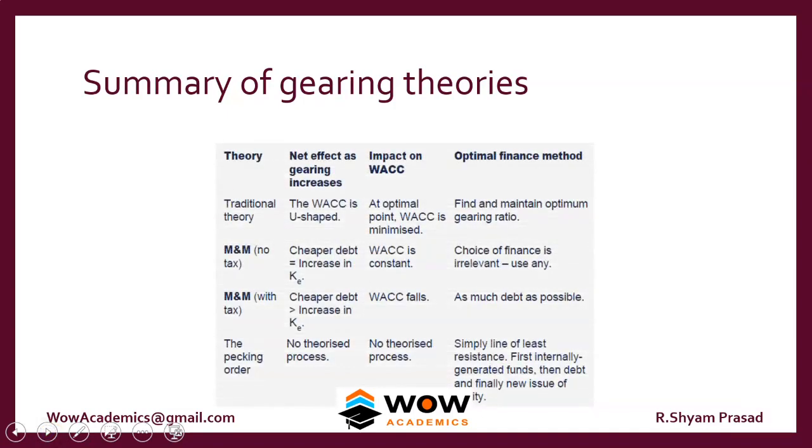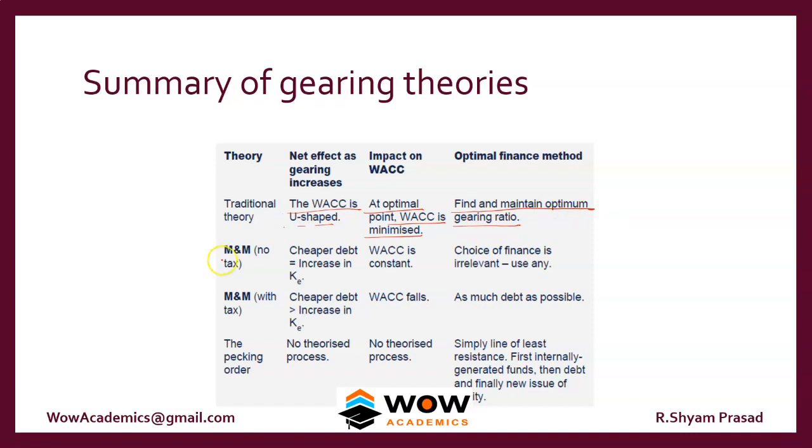So we'll have it like this. Traditional theory says the WACC is U-shaped, and there's an optimal point. At that optimal point, WACC is minimized. Our job is to find out that optimal point and have a financing structure in relation to the optimal point.